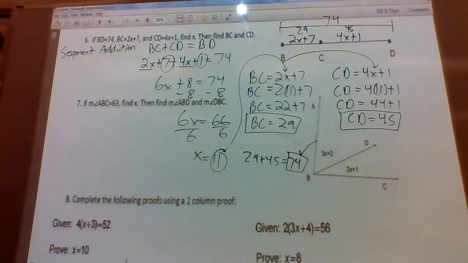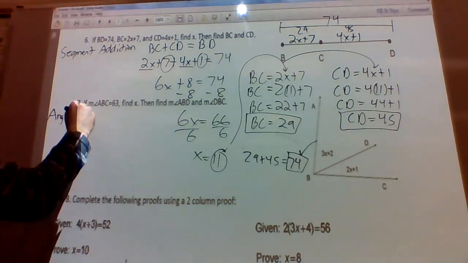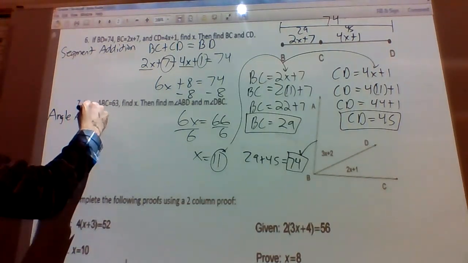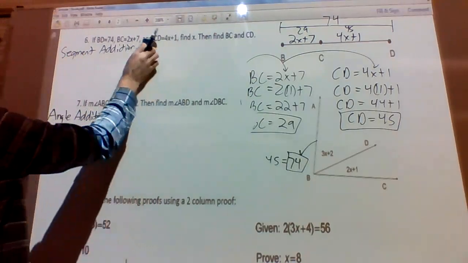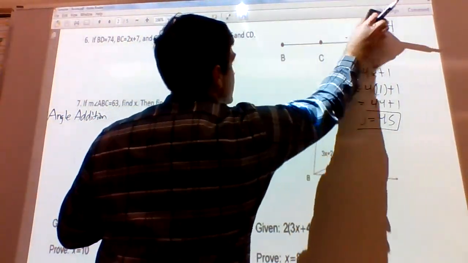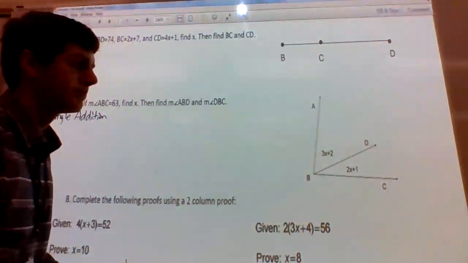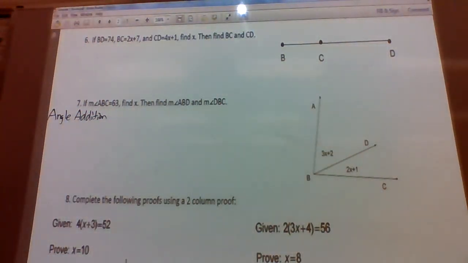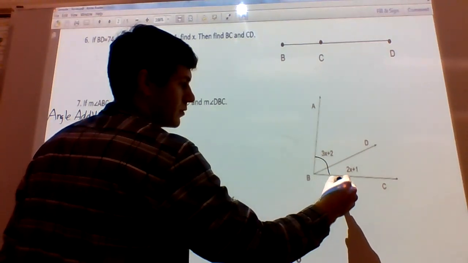Okay. Number 7. Angle addition. Okay, angle addition. So we just did segment addition for number 6. Number 7, we're doing angle addition. So the measure of angle ABC is 63. So this whole angle, ABC, is going to be 63.